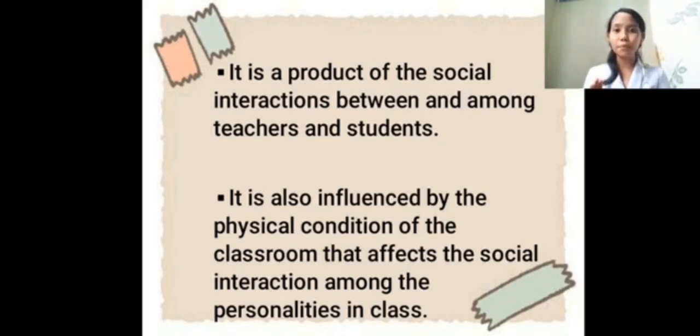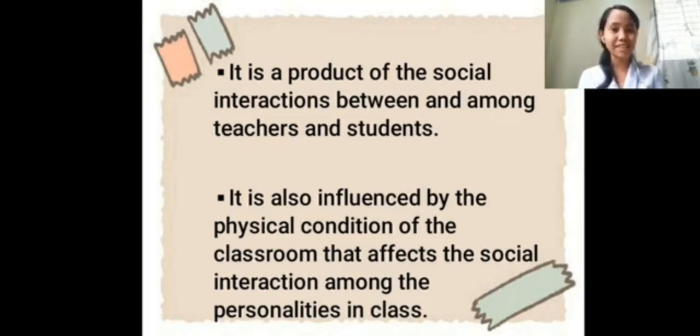For example, if the students are actively participating in the classroom activities given by the teacher, or everyone is interested in learning because the teacher is happy while discussing the lessons, then we could say that the classroom climate is positive, warm, and inviting. Therefore, it is clear that the classroom climate is also a product of the social interactions between and among teachers and students.